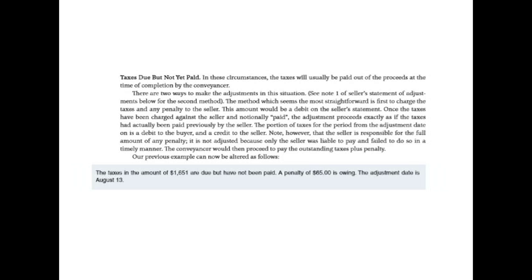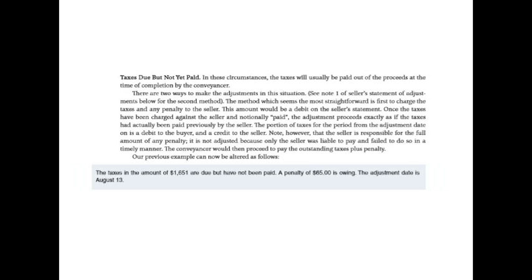Alrighty then. So basically, it's acceptable to make this adjustment by charging the seller with the penalty plus the taxes from January 1st to August the 12th, and charging the buyer for the taxes from August 13th to December 31st. The seller's statement would record a single debit, and the buyer's statement would also record a single debit. Okay, so let me go back to 2416 at the bottom here.